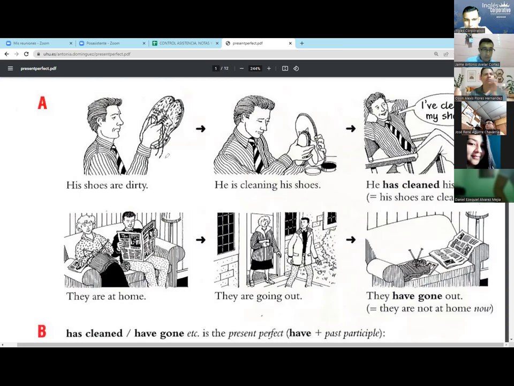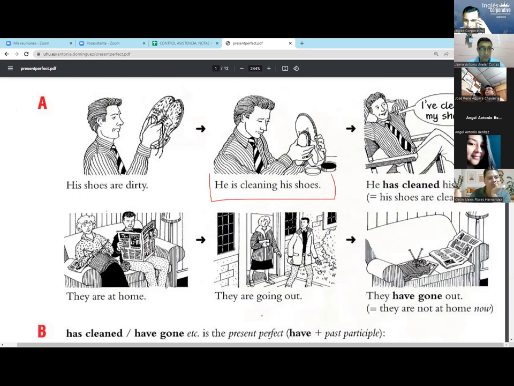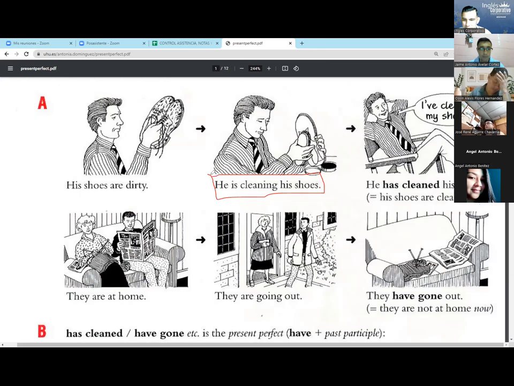He is cleaning his shoes. That is present continuous. Now we have, he has cleaned. He has plus past participle. That is present perfect simple. The past participle is the verb, but the tense is the present perfect.